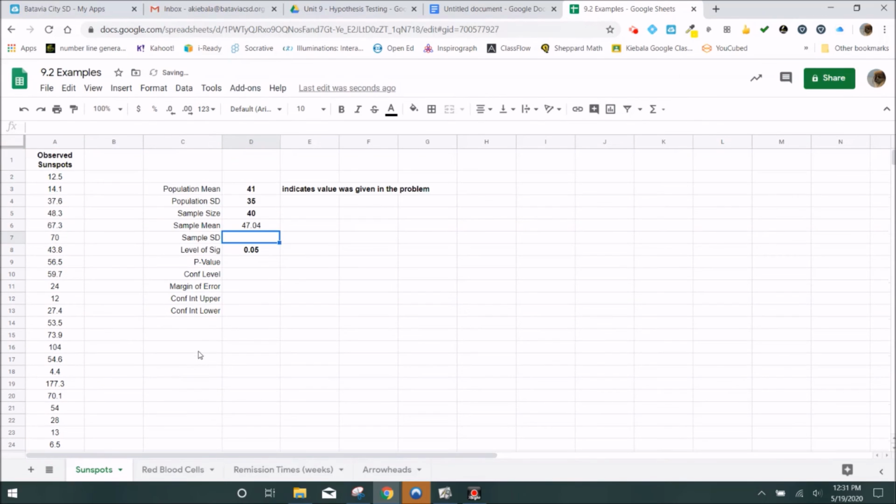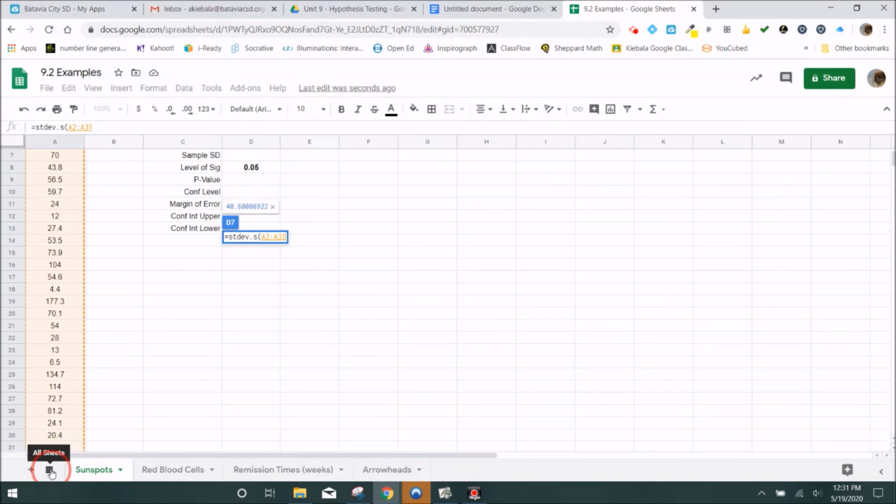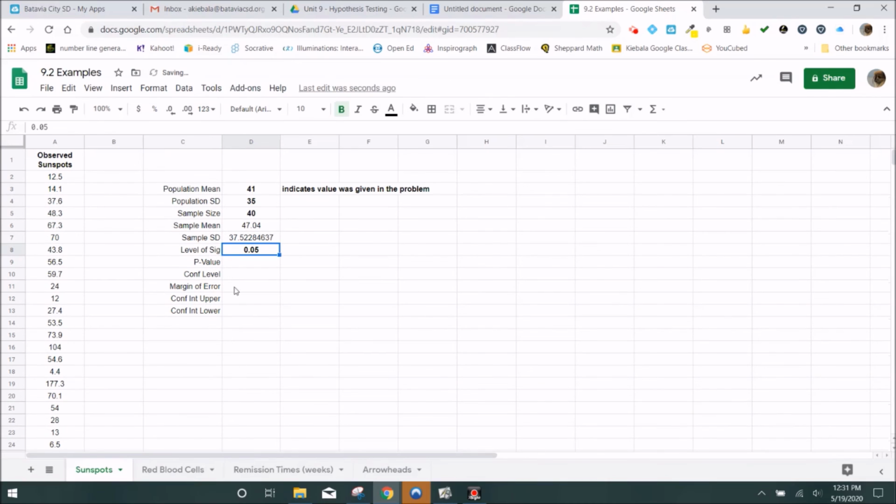All right, so there's our sample mean, 47.04. Sample standard deviation, we don't really need to do this. I'm going to do the .s, but it's good practice. And again, you could also just type in A2 colon A41. You don't have to highlight. So there's our sample standard deviation. This was given to us in the problem.